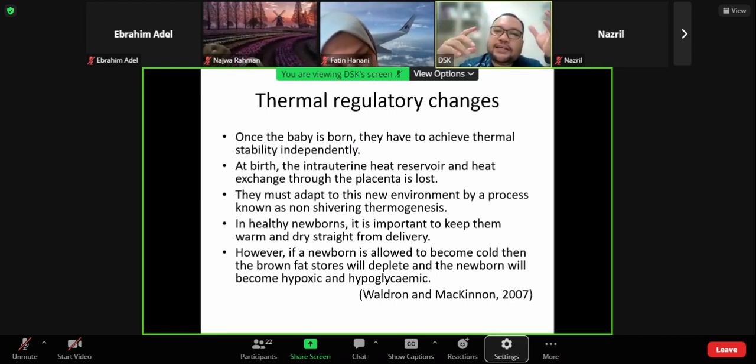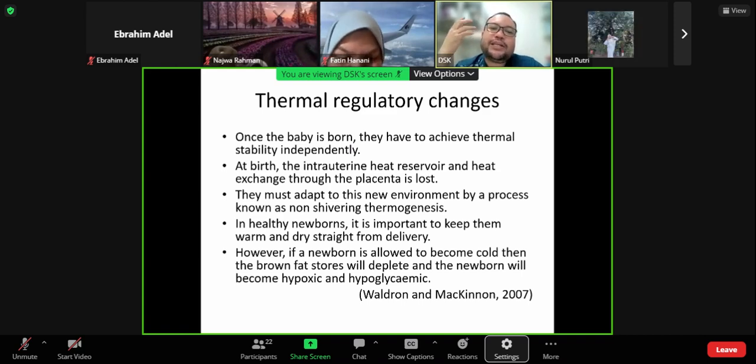But in the fetus, the thermoregulation center is in our hypothalamus. The hypothalamus is our thermoregulatory center. In babies, the thermoregulatory center is not mature enough, so they cannot maintain their own thermoregulation. In utero, the environment temperature is maintained by the mother. So when the baby is born, it has to maintain its own thermoregulation. How does it maintain its own thermoregulation?